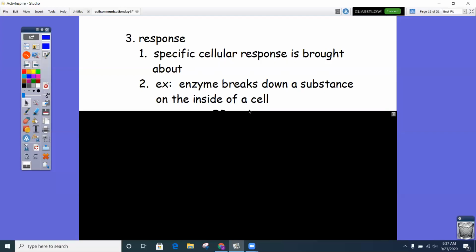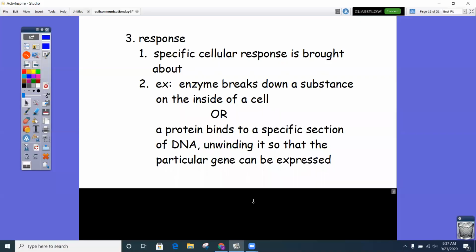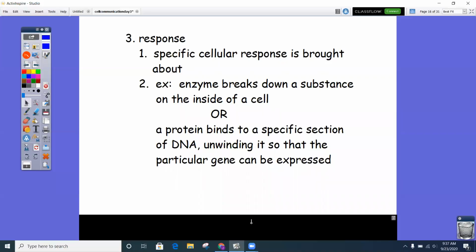So the pathway that we're going to talk about on Friday is the G protein pathway. And the final step in that is making an enzyme that can break down glycogen into glucose, and then that glucose can serve as fuel for your cells in the case of an emergency. Or it could be, like we said before, a protein binding to a specific section of DNA.